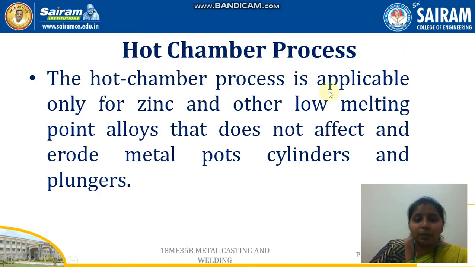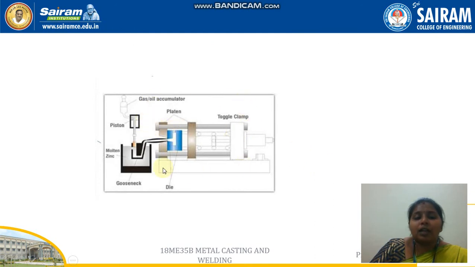The hot chamber process is applicable only for zinc and other low melting point metals that do not affect and erode metal pots, cylinders and plunger. So this is the arrangement of a hot chamber die casting, where you can see a gooseneck chamber which is nothing but the melting unit. So the molten metal is injected into the cavity which is placed along with this unit.